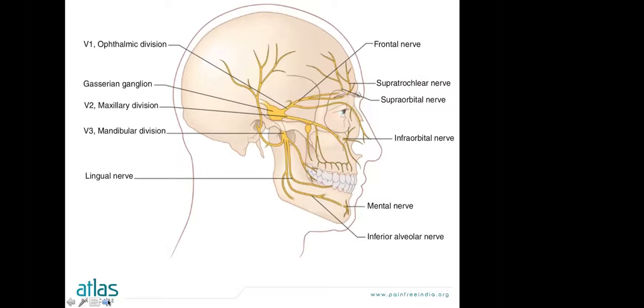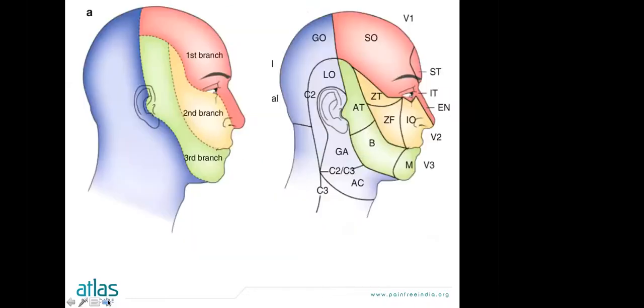which kind of divides into supratrochlear and supraorbital, and these are the common nerves which we block from a peripheral nerve perspective. We look at it in a little bit more detail. If you look at the image on the left, you can see the three branches of the trigeminal nerve, which is supplying the front, or ventral, part of the face.